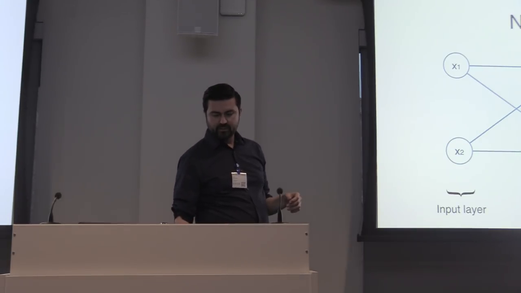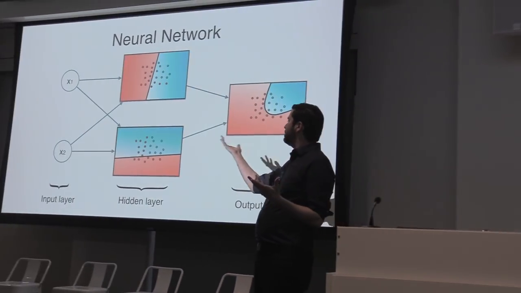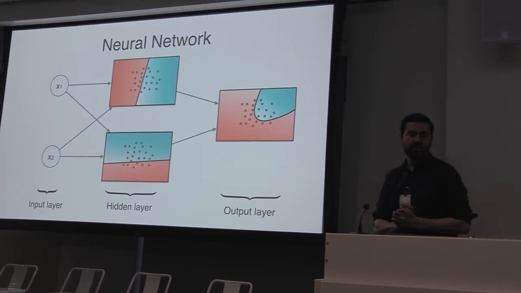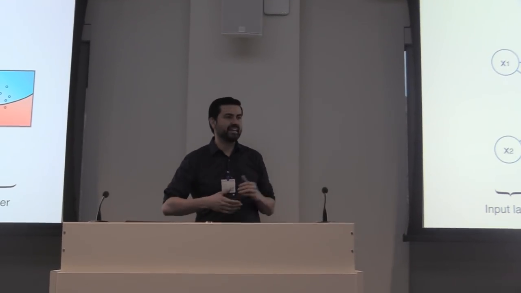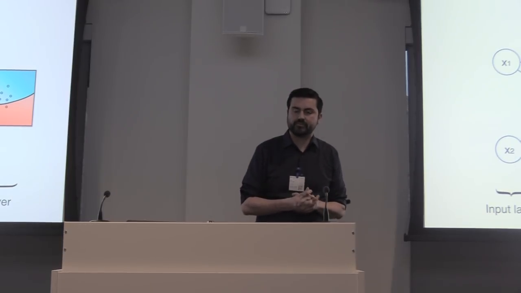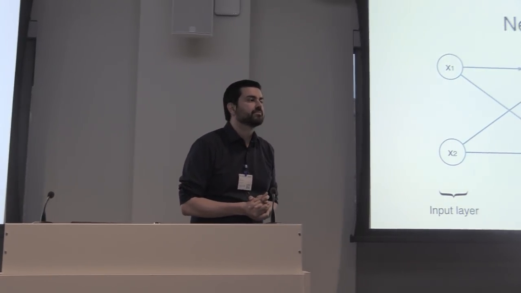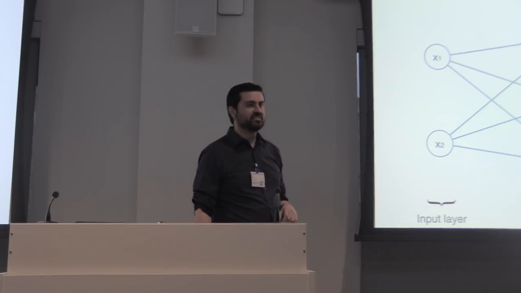So let me tell you a bit about layers, right? The architecture of a neural network is how many layers it has and how big it is. What happens if we make some layers bigger? What happens if we make the middle layer, for example, larger? What do you think happens? More lines. More lines, right? You have more lines and you can get more creative in the regions that you bound.